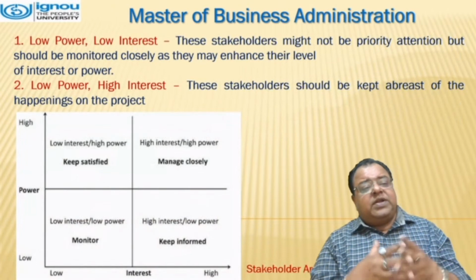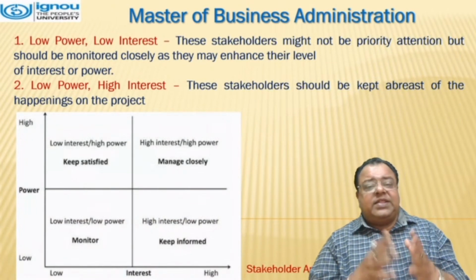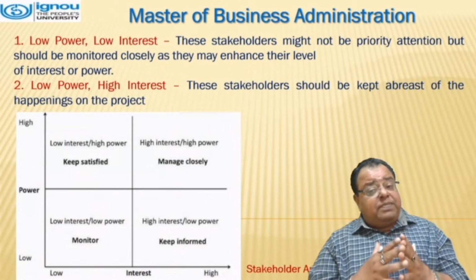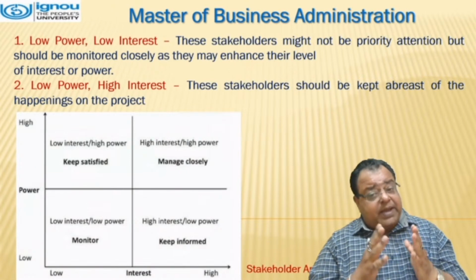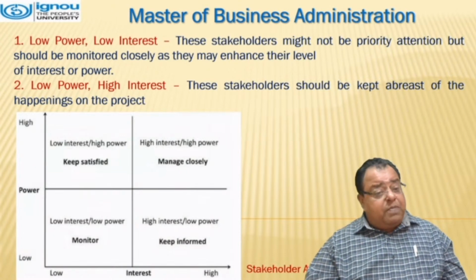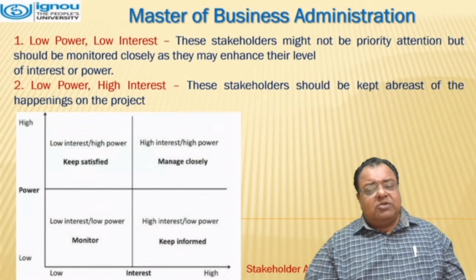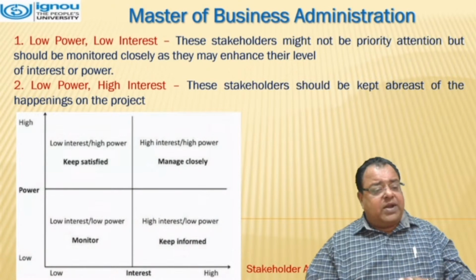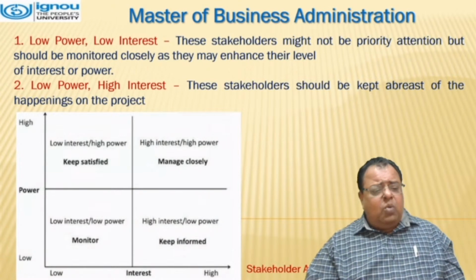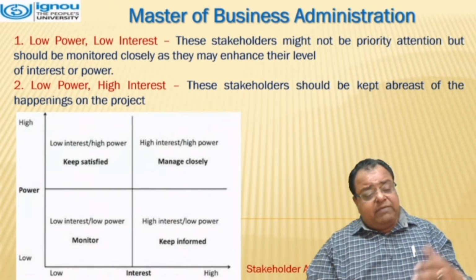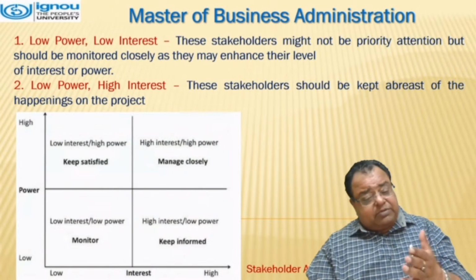There are two parts of it. First one is low power, low interest. These stakeholders might not be priority attention, but should be monitored closely as they may enhance their level of interest or power. And the second one is low power, high interest. These stakeholders should be kept abreast of the happenings on the project. This is a grid basically, which is divided into four quarters. On the vertical line, we move from low to high, and on the horizontal line, we move from low to high, that is in terms of the interest.